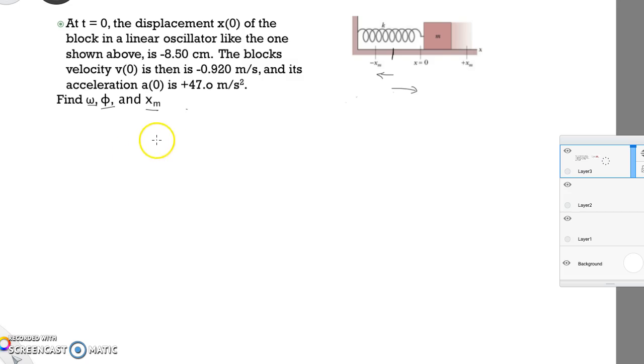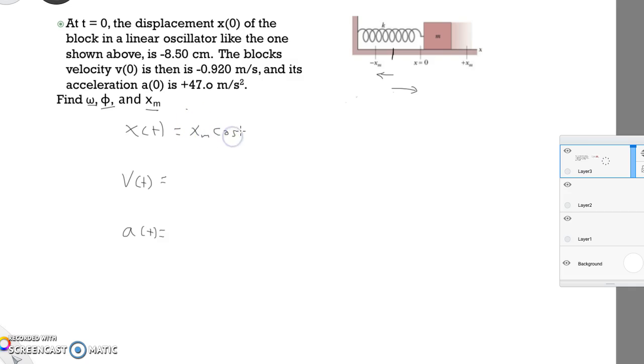Okay, so a couple things we know right off the bat. We know that the amplitude is greater than 8.5 centimeters. We know that at time 0, our velocity is negative 0.92, and at time 0, acceleration is 47 meters per second squared. Okay, so the first step here is just going to start writing equations. So we can write functions for position, for velocity, and for acceleration.